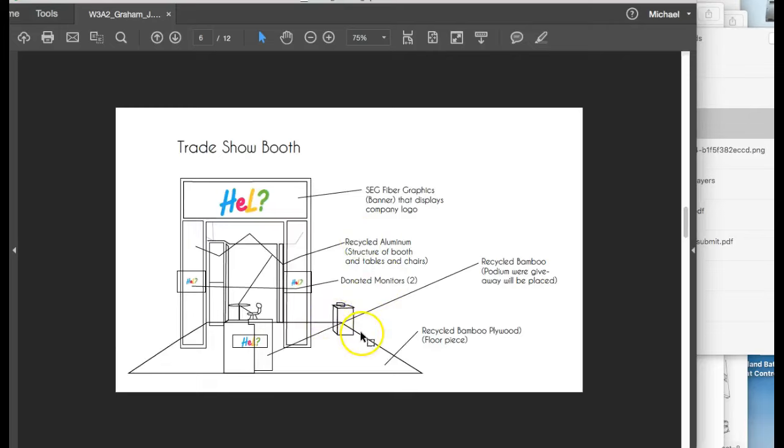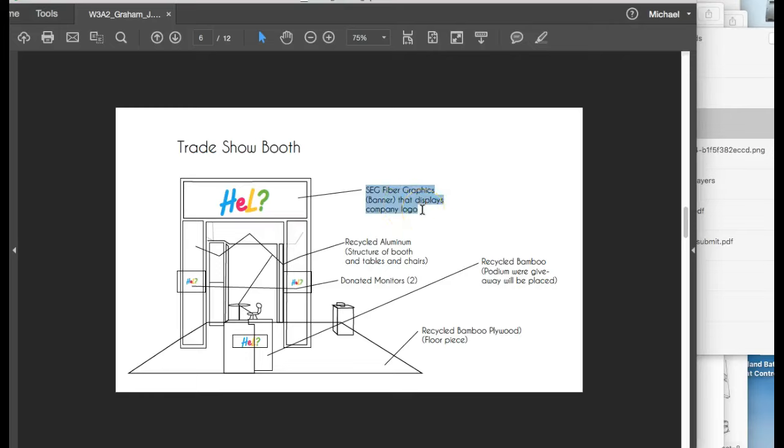Okay, trade show booth. This is really good. It's a good little illustration. I don't think it's complete, but it definitely shows intent, and that's great. A couple of comments here. "SEG fabric that displays company logo." Okay, what is that telling us? You need to tell us what this is. Give us the materials list, and then give us the sustainability. Why is it sustainable? Here are the materials.